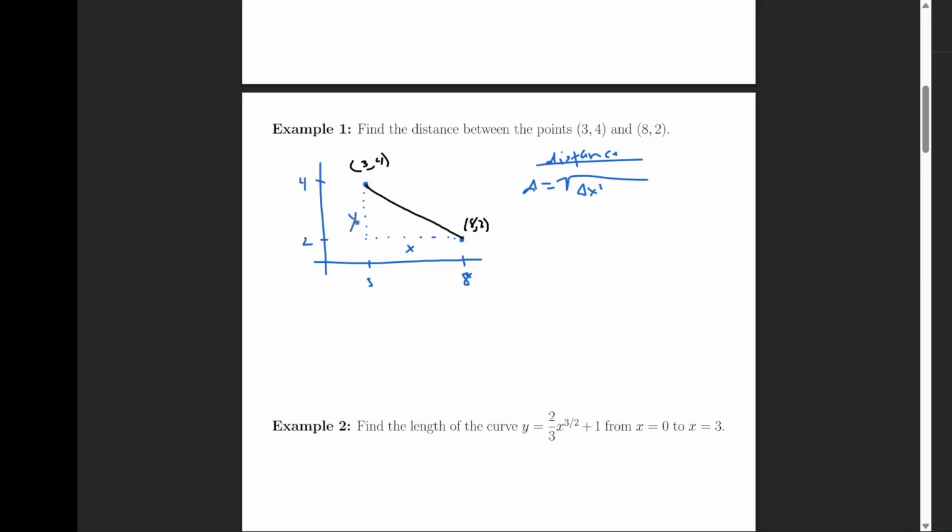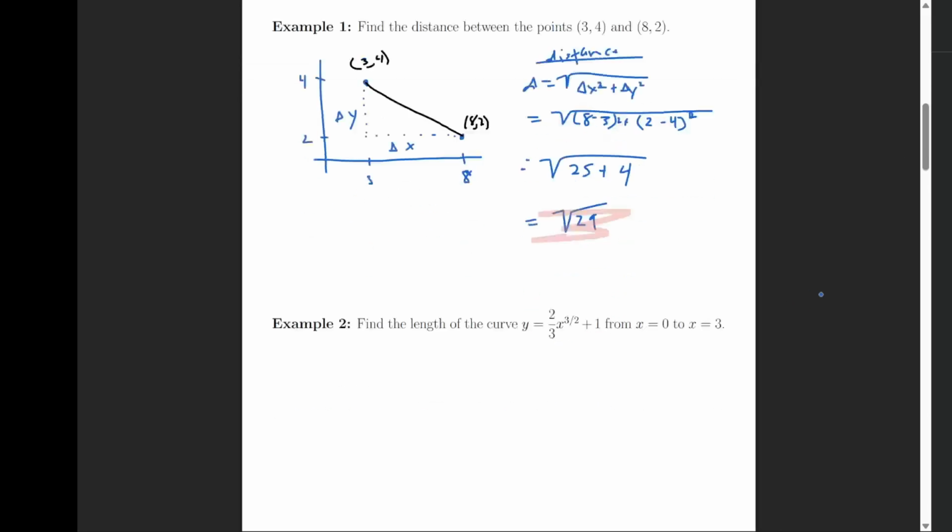Say this is x, this is y right here. So if we plug in the numbers, the difference of the x's is 8 minus 3, squared, plus the difference of the y's, which is 2 and 4. Sorry, 2 and 4, because that's the order. My bad, because it's 3, 4 and 8, 2. We started with 8, so it's going to be 8, 2, and then 3, 4. Don't make that mistake. So that's 5 squared, 25, plus 2 squared, which is 4, so that's equal to the square root of 29. If the question was like this, that would be the answer. That's basically the concept.